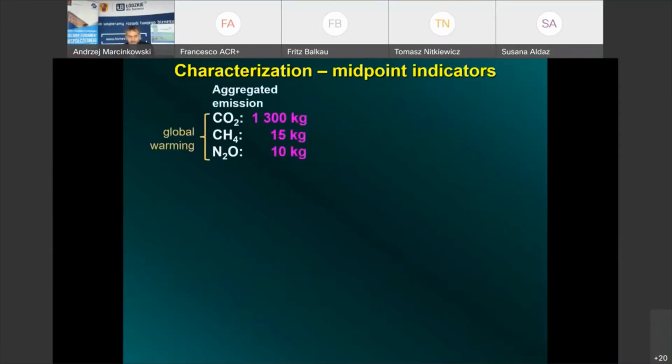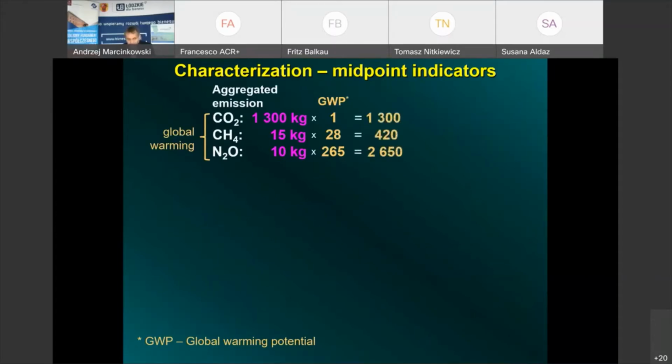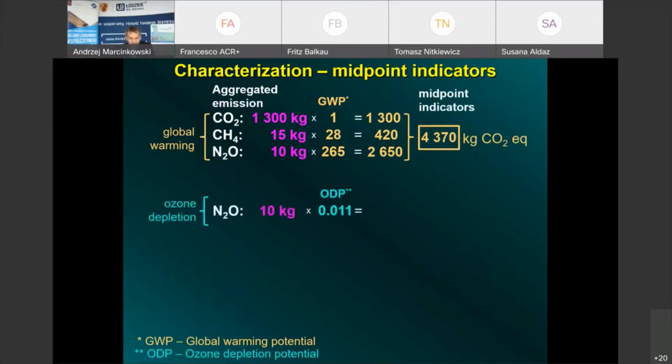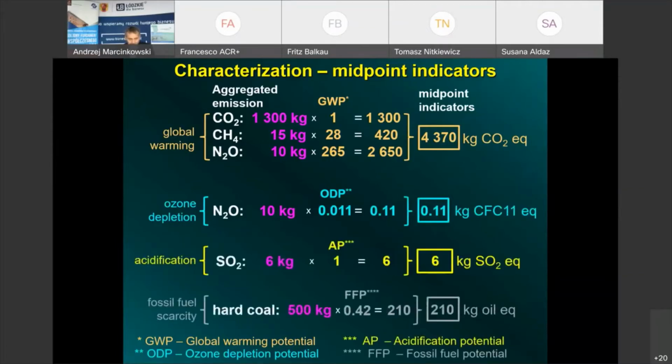How to do this? We are starting from aggregated emission. So this is the same amount as previously we could see. And it's as easy as multiplying the amounts by global warming potential. In this case, 1 for CO2, for methane 28, and for nitrous oxide 265. And the result is respectively like this. And because all of them are expressed in the same unit, we can obtain one midpoint indicator for global warming category. So instead of hundreds of results, we've got only, let's say, 17. The same operation can be made for different categories like ozone depletion, acidification, and fossil fuel scarcity.